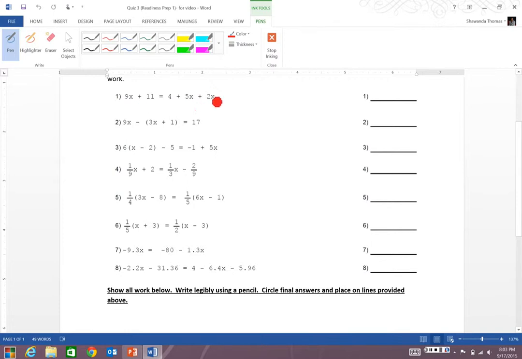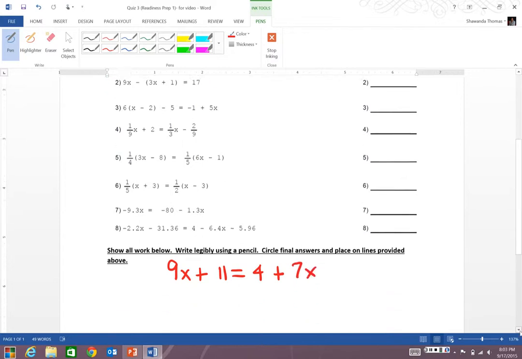So what I'm going to do is begin to write down number 1. This is the problem we're doing. We have 9x plus 11 equals 4 plus, and since we have like terms here, 5x plus 2x, we can add that together and it becomes 7x.